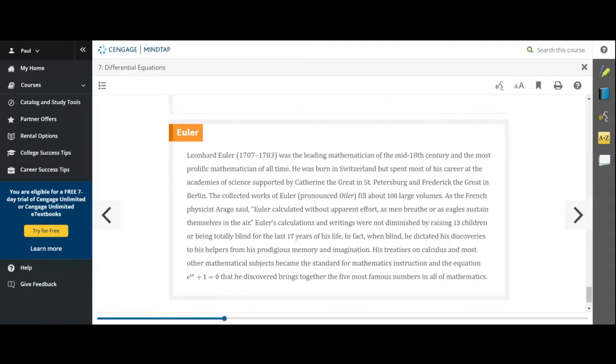But this mathematician did a lot of work, and he came up with this method. And by the way, his writings weren't diminished by the fact that he raised 13 children, and also was blind for the last 17 years of his life. Now, I'm going to comment here. I'm sure he had help raising those 13 children, okay?